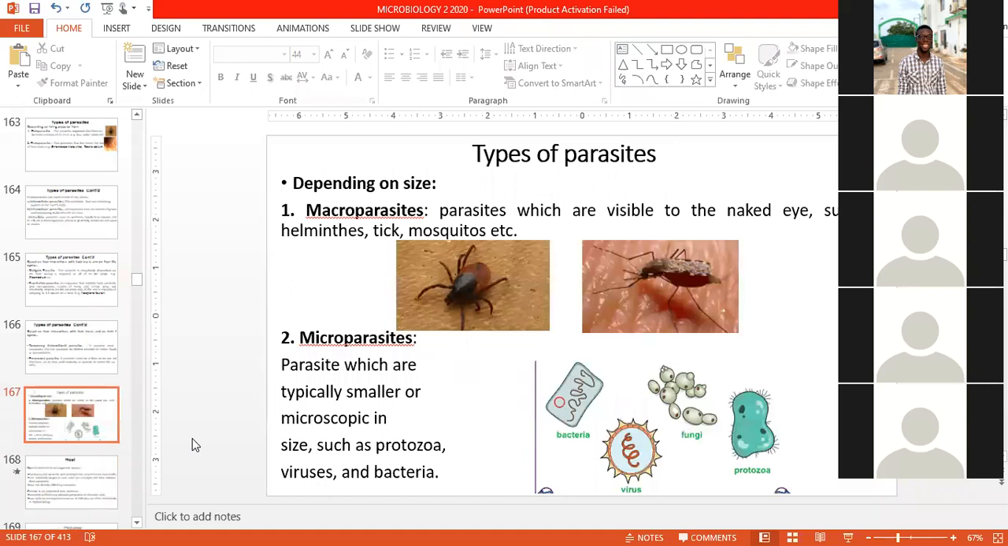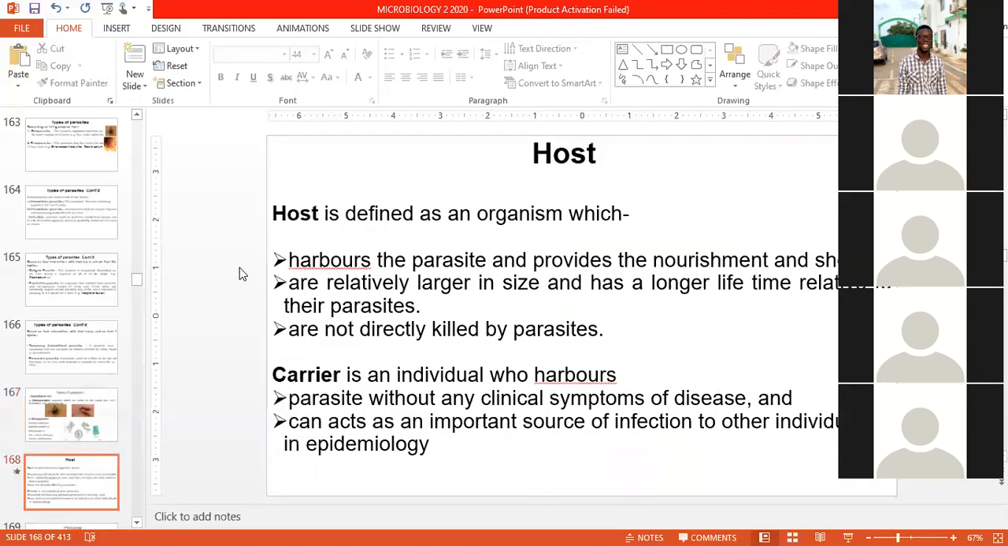Then depending on their size, as I mentioned, we have some that are so big that you can see them with your naked eye, like the lice. Then we have some that are so minute that you require a microscope. For those ones, as I said, we have the viruses, the bacteria, and so on.